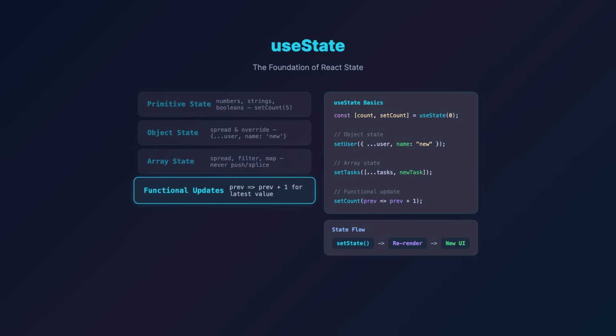t.id === id ? updated : t)). Functional updates are important when the new state depends on the previous state. Instead of setCount(count + 1), write setCount(prev => prev + 1). This guarantees you're working with the latest value even when multiple updates happen in the same render cycle. Always use functional updates when the new value depends on the old value.